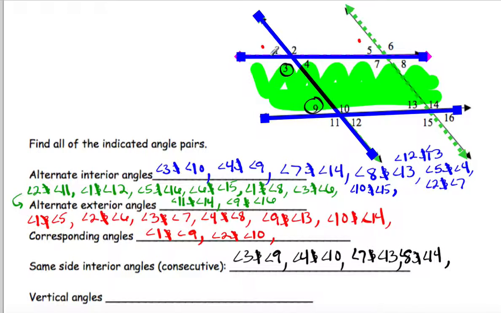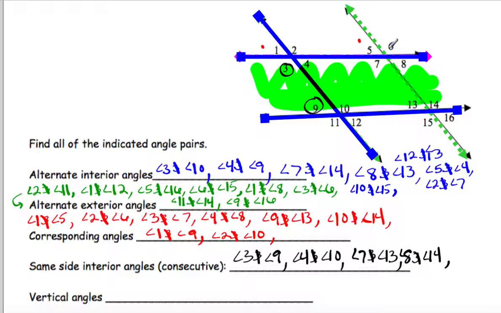So those are between the top and the bottom line, and they're on the same side of the transversal. Over here, 3 and 9 are on this blue transversal. 4 and 10 are also along the blue transversal. 7 and 13 are using the green transversal, and 8 and 14 are also using the green transversal.